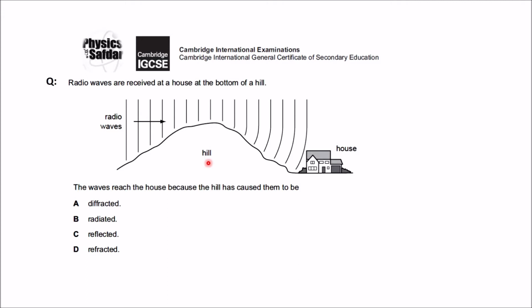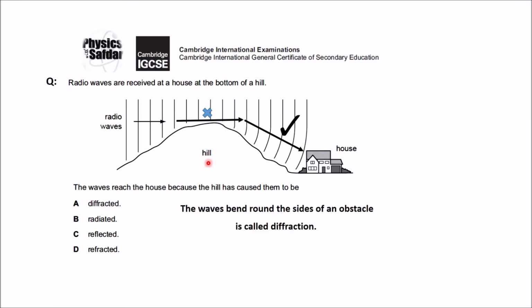What do you think? What would be the effect of the hill on the direction of the radio wave? Will they go straight or will they bend? They do not move forward straight, actually they bend. What is this? This is called diffraction. So look at the definition of diffraction. The waves bending around the sides of an obstacle is called diffraction.